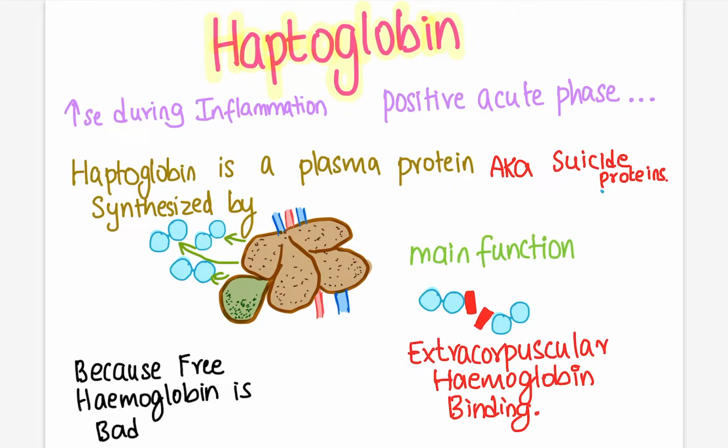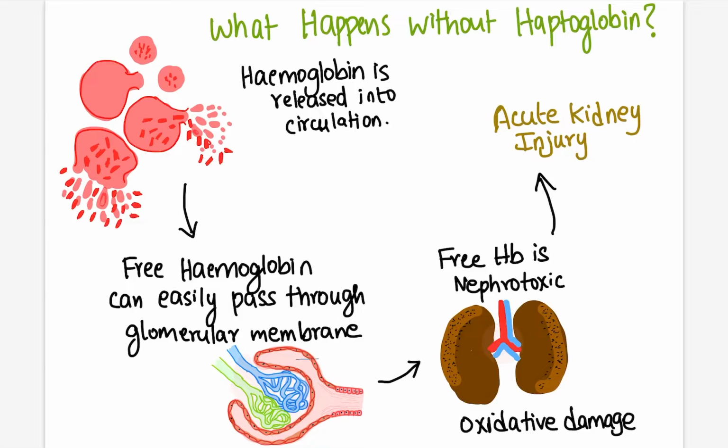The main function of haptoglobin is to bind with extracorpuscular hemoglobin, that is the hemoglobin that is present outside the erythrocytes, otherwise called free hemoglobin. Why? Because free hemoglobin is bad and our body cannot tolerate free hemoglobin, and free hemoglobin is known to cause a lot of pathological effects. Let's see what happens if haptoglobin is not there in the body.